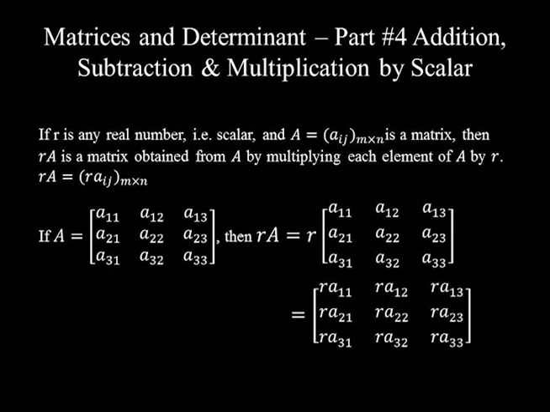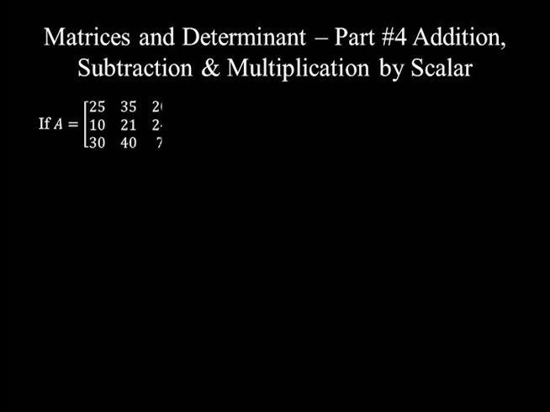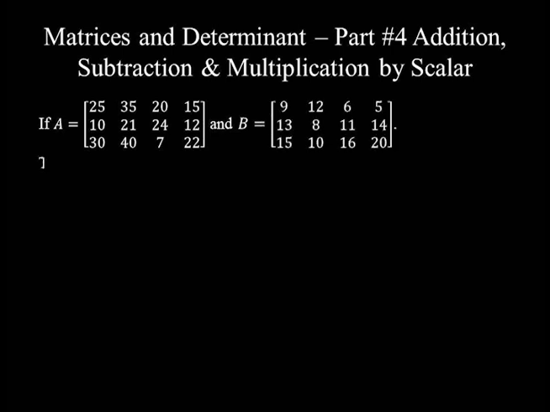Next, let's see application of the above definition for solving problems. Here are the problems. If A equal to this 3 by 4 matrix and B equal to this matrix of same order, then calculate A plus 3B and 2A minus 2B. Before going to addition and subtraction of these two matrices, we have to reply this question. That's, can we add and subtract these two matrices? The answer is yes, because both of them are 3 by 4 matrices.